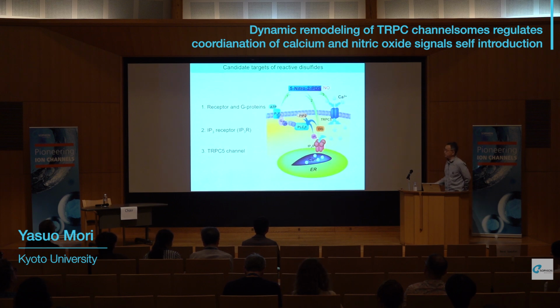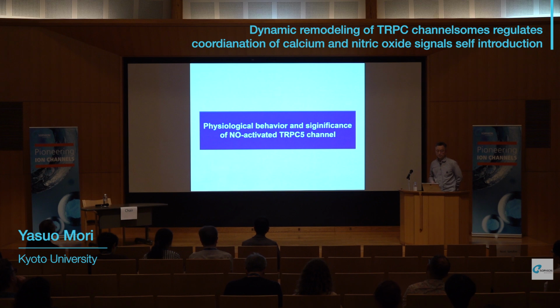So according to these results, we concluded that TRPC5 is rather directly modified by reactive disulfides or nitric oxide, or nitrosylated, but not that these factors, such as receptors, G proteins, IP3 receptors, are modified or affected by these compounds or this effector at a very low concentration.